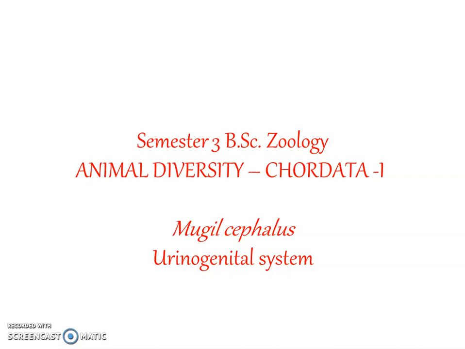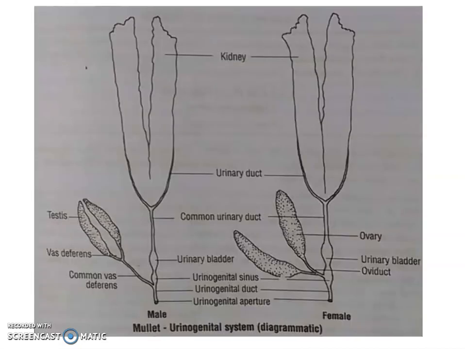Since these two, the excretory system and the reproductive system, share some common ducts, that is why they are put together. And these two systems together are referred to as the urinogenital system.